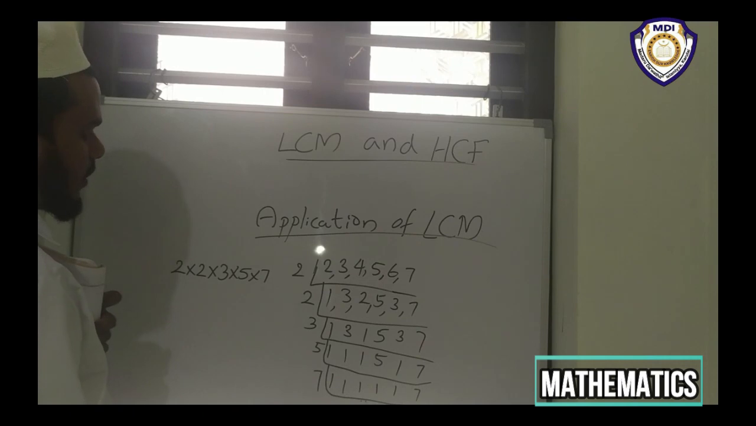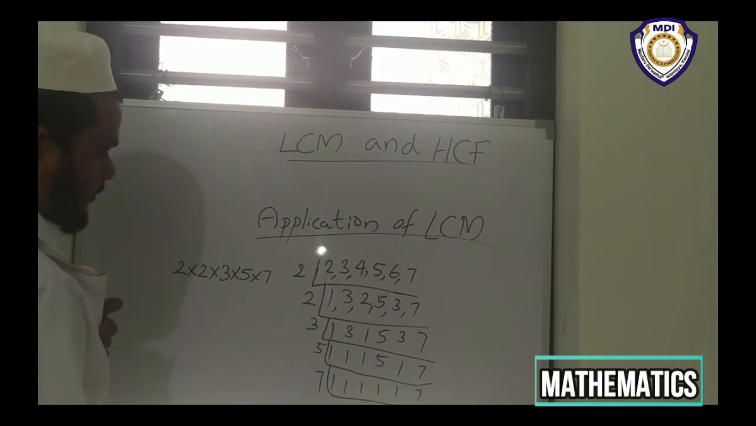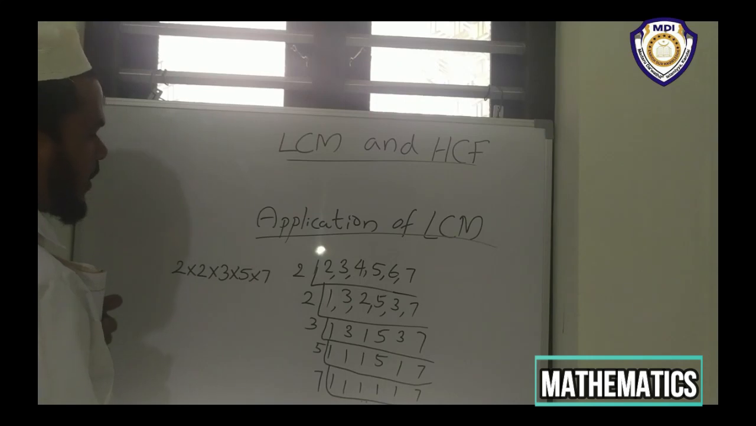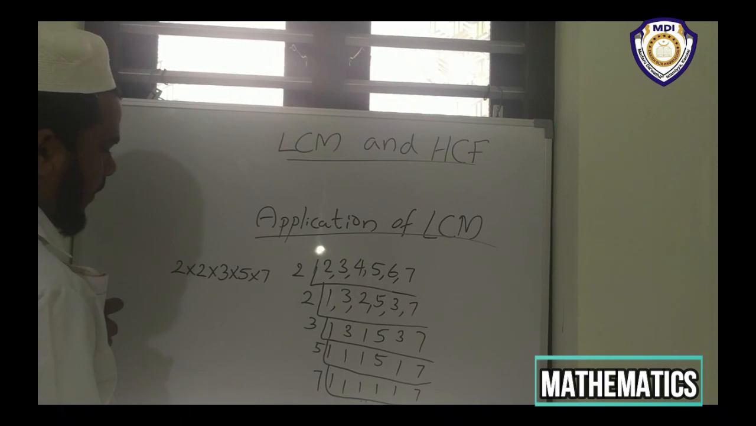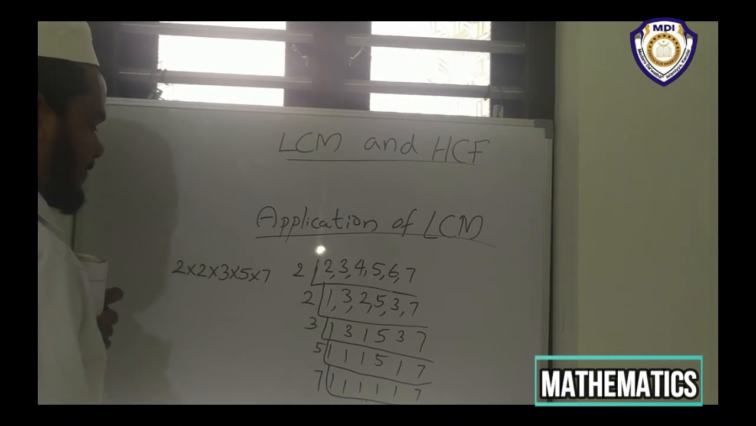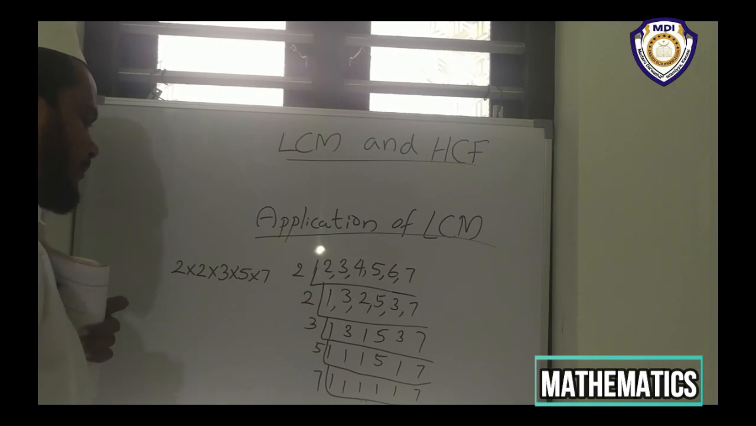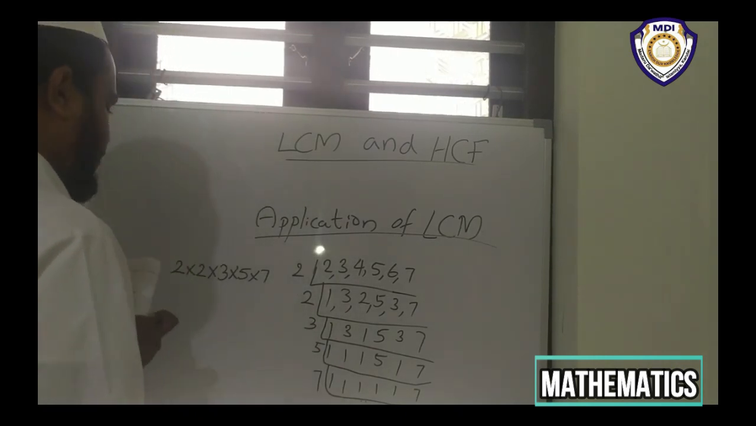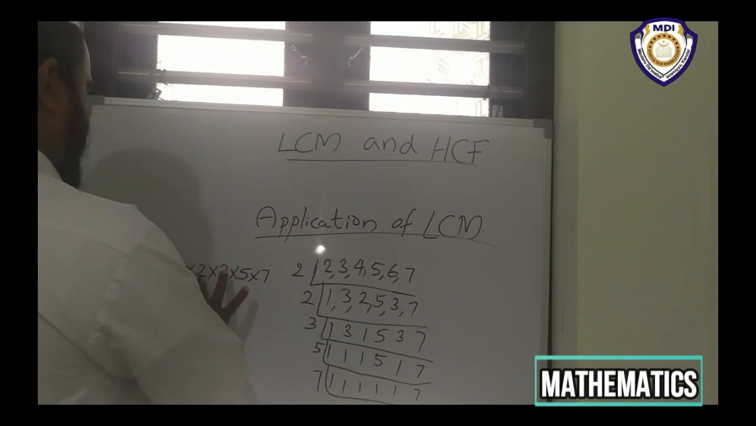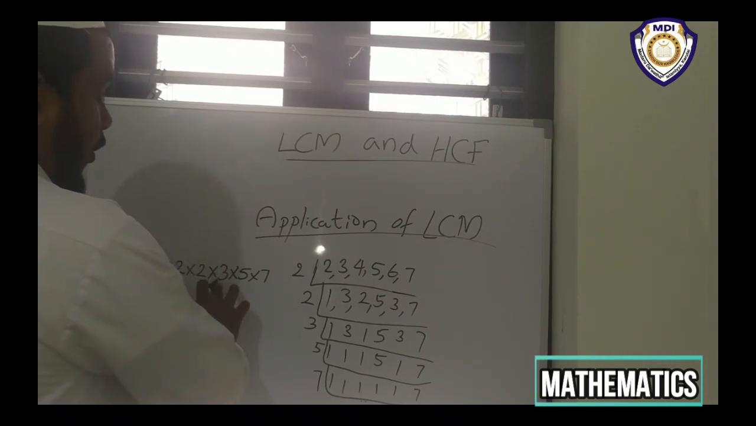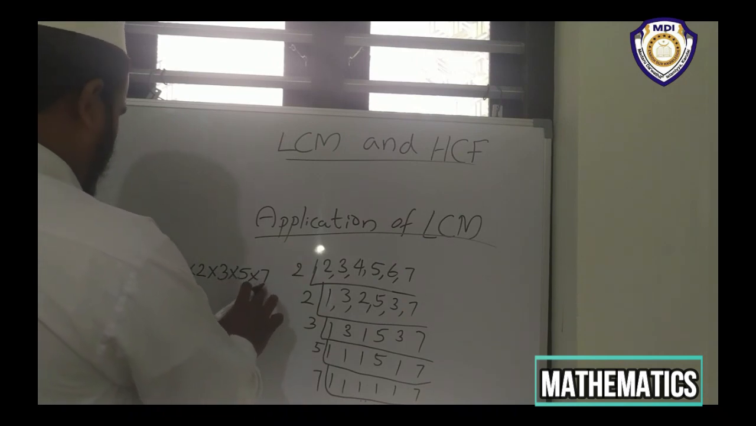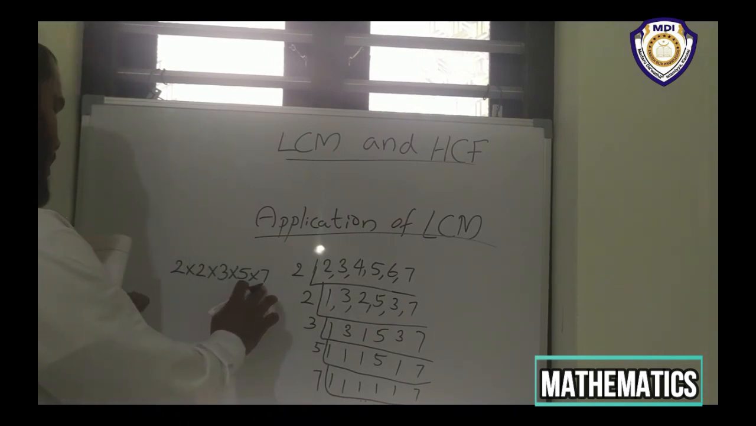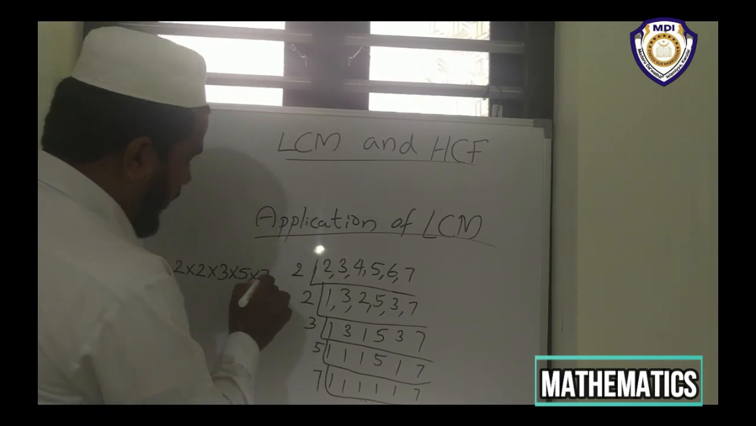Then what is the answer? 2 into 2, 4. Then 4 into 3, 12. 12 into 5, 60. 60 into 7, 420.